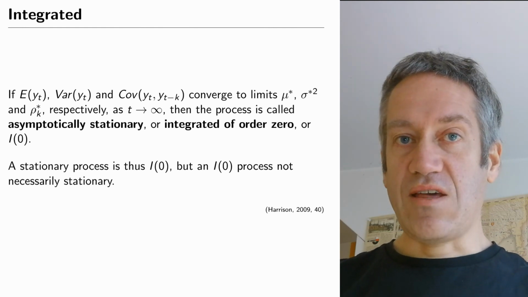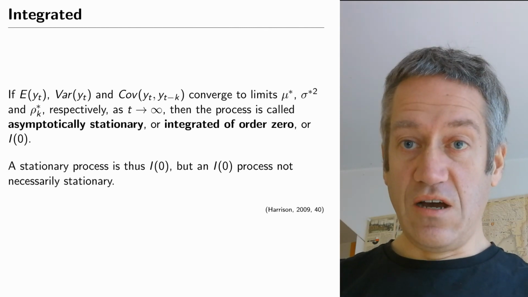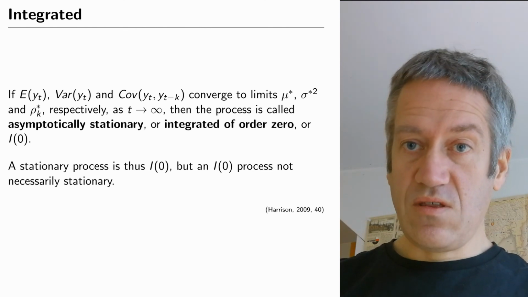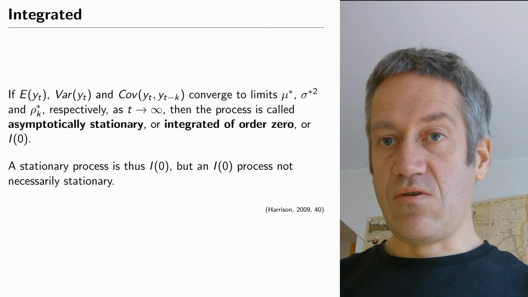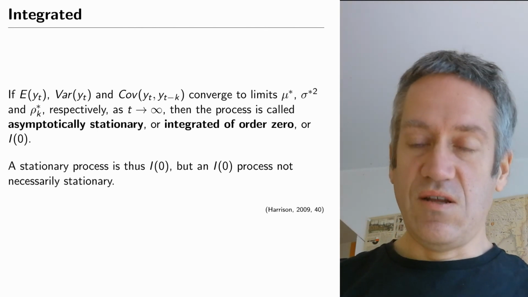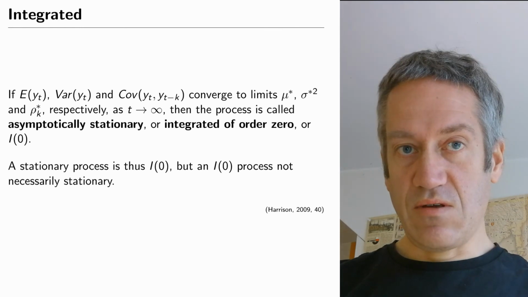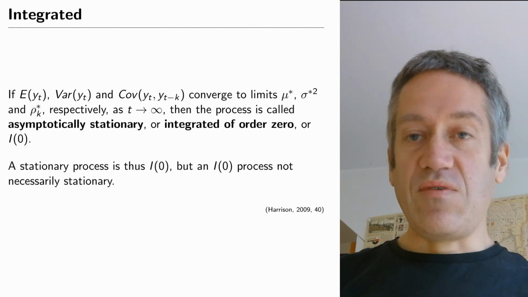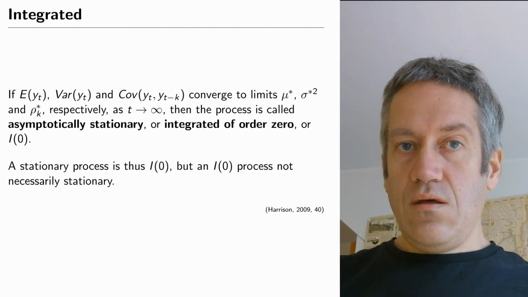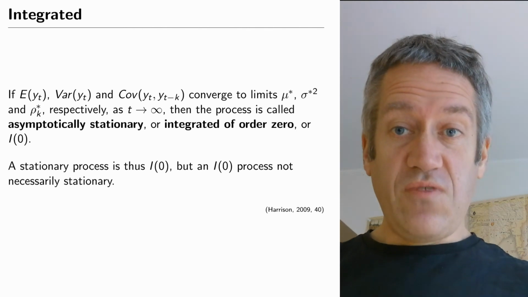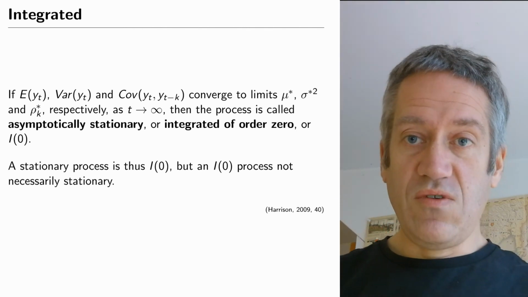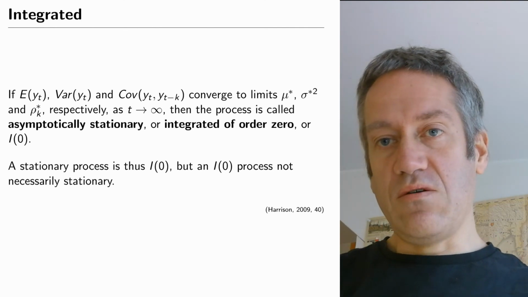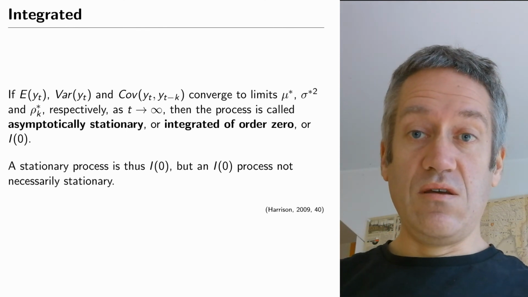So as the sample size gets infinitely large, infinitely many time periods, and the mean, the variance, and the level of autocorrelation in the time series starts to converge to a particular value, then we call it asymptotically stationary. And another way of saying that is that this is integrated of order 0. And we get back to integration in the next video. So a stationary process, if it's already stationary in a finite sample, it's certainly stationary when it goes to infinite, so it's always integrated of order 0. But a process can also be integrated of order 0, but not stationary in a finite sample sense.